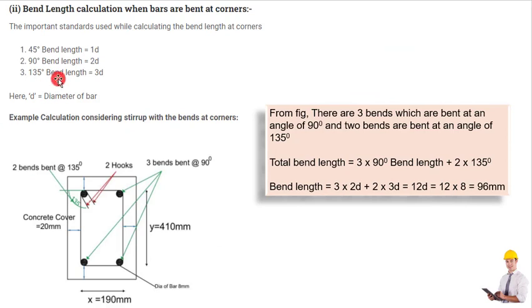And the second type of bend length is the bend length calculation when bars are bent at corners. As you can see in this example, the stirrup is bent at all four corners, right? So when the bar is bent at 45 degrees at the corners, we have to consider the additional length as 1d. If the bar is bent at 90 degrees, we need to add the additional length 2d. If it is bent at 135, we need to consider 3d. If you consider this image, you can see that the bar has been bent at these 3 corners at 90 degrees, right? So for these 3 corners, we need to consider 2d as the additional length. And at this corner, there are 2 hooks, and the bar is bent at 135 degrees. Got it? So for the hooks, we will consider 3d as the additional length.